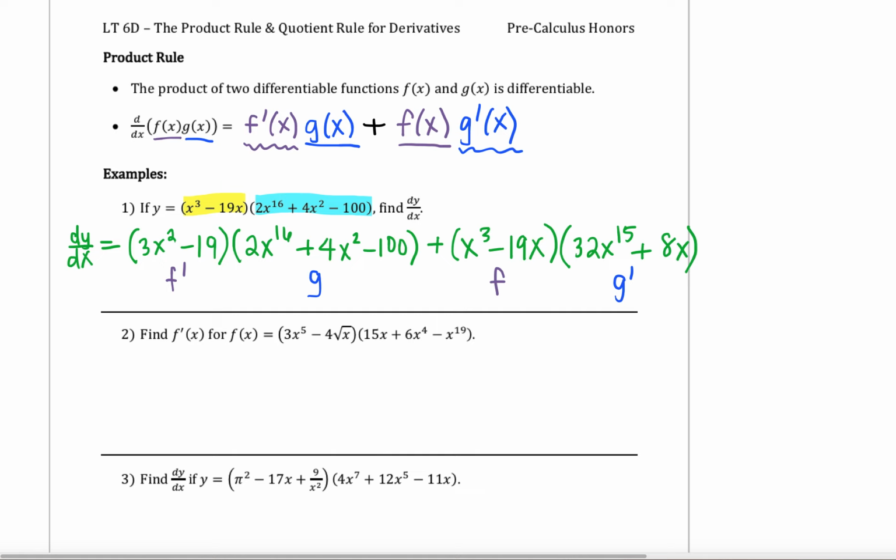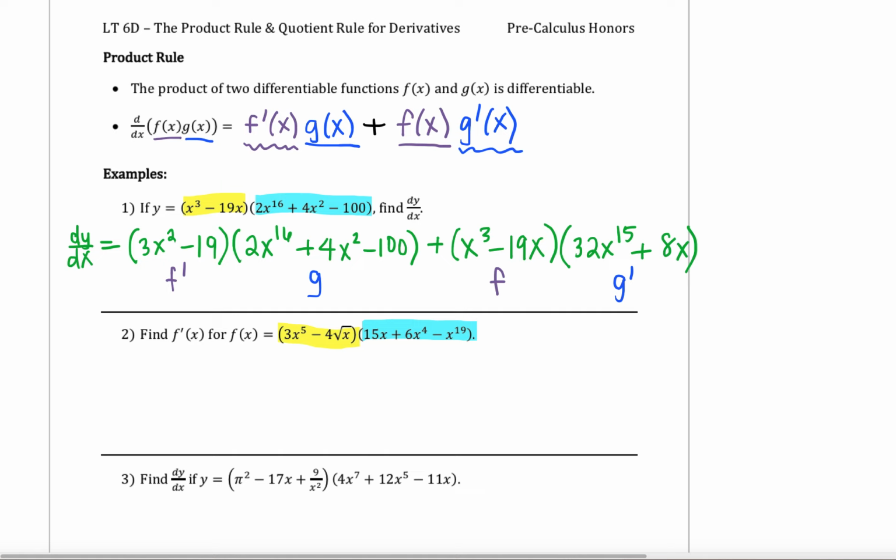Okay, in our second example here, we want to find f prime for this product of functions. Our first function here is 3x to the 5th minus 4 times the square root of x, and our second function is 15x plus 6x to the 4th minus x to the 19th. And we want to find f prime for this. Now, notice a couple of things. I can use the power rule on most of these terms, but this 4 times the square root of x first needs to be rewritten.